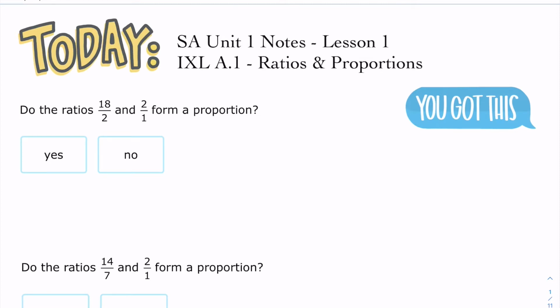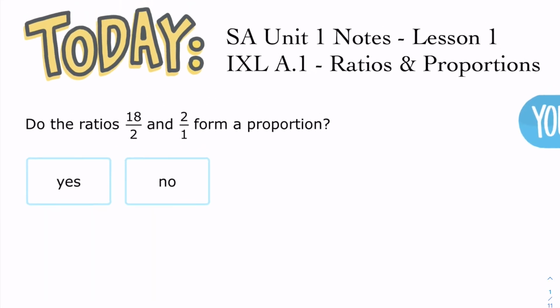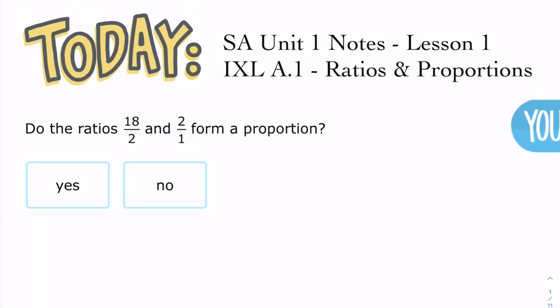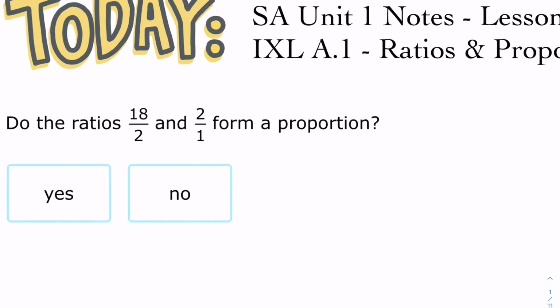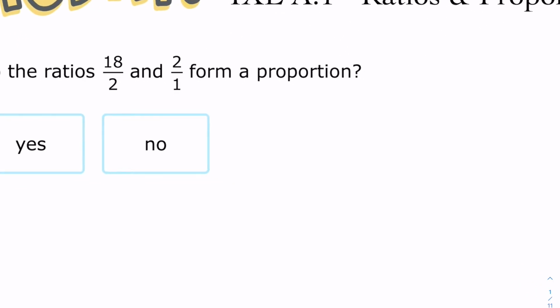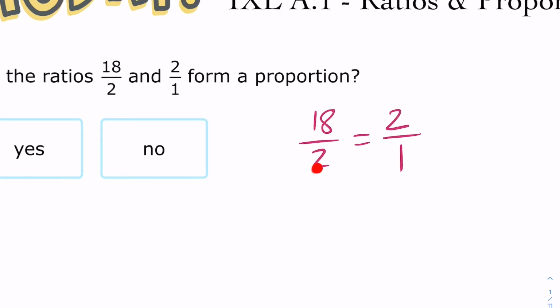All right, so the first question today is, do these ratios, 18/2 and 2/1, form a proportion? Well, the first question we have to answer is, what's a proportion? A proportion is when we set two ratios, like 18/2 and 2/1, equal to each other. So the question is, does 18/2 equal 2/1? There's a couple strategies for solving this. One is to find the cross products, which is when we multiply along the diagonal, and we see if those equal each other.